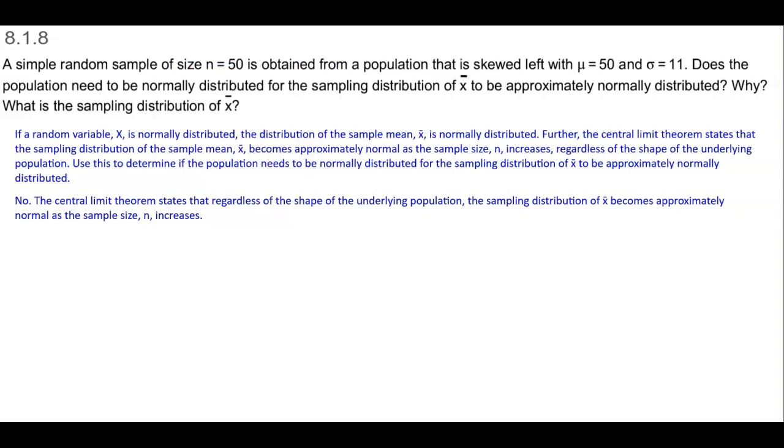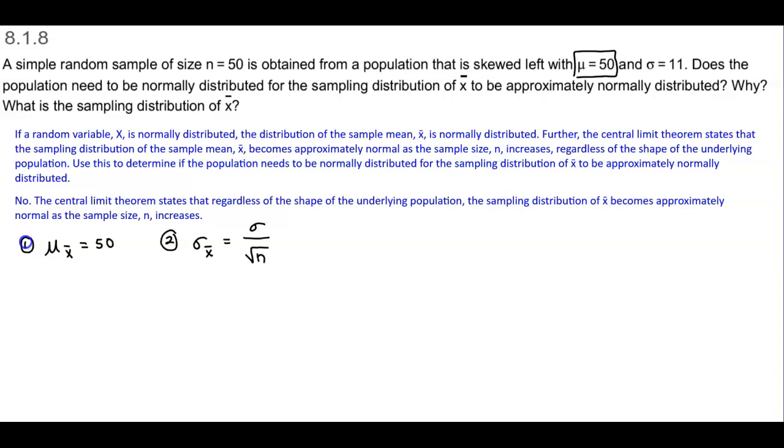Okay, now we want to find out what is the sampling distribution of the sample mean. So the first thing we need to find out is what is the mean of the sample means. Well, that is the same as the mean of the population, which is 50. So therefore we know that that's equal to 50. Now we want to find the standard deviation of the sample means, and that's equal to the population standard deviation divided by the square root of the sample size.